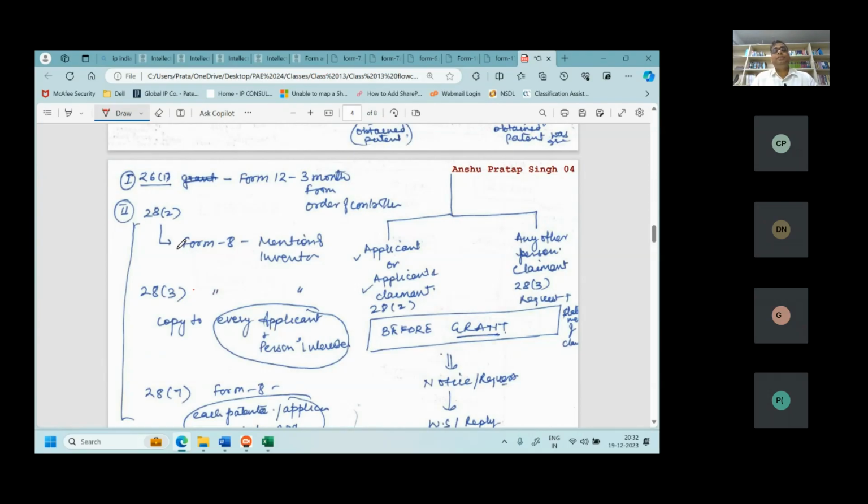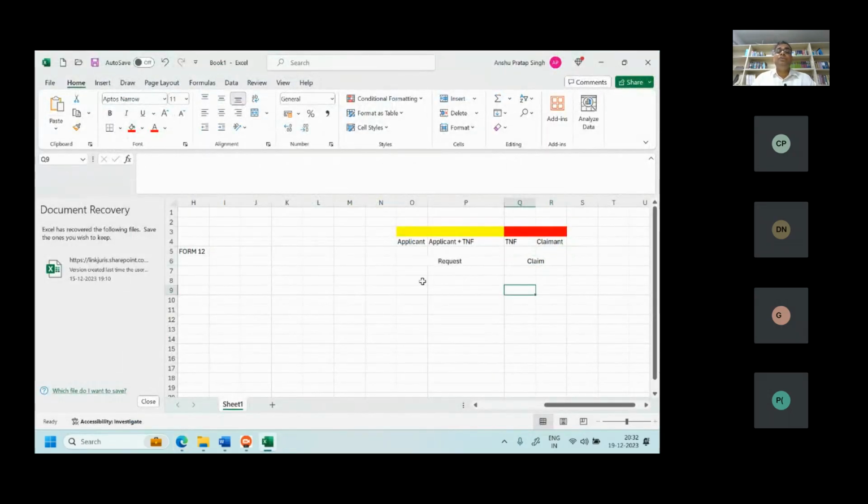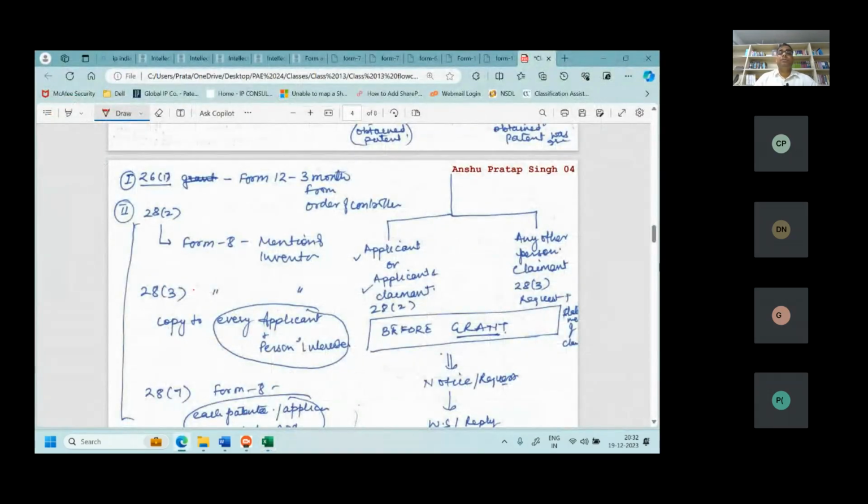Okay. In either scenario, whether the applicant or the person interested is requesting, you have to notify whom? All the other applicants will be notified. If there are other applicants, all other applicants should be notified because they are the interested party here. Here again, all applicants will be notified because someone is claiming to be included in your patent. Right? That's all.